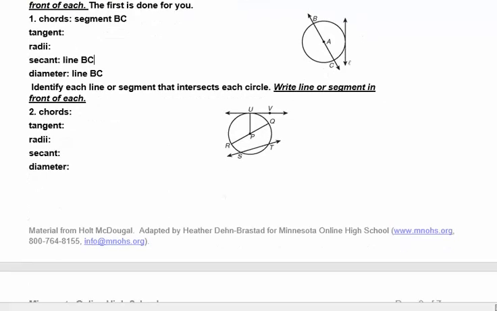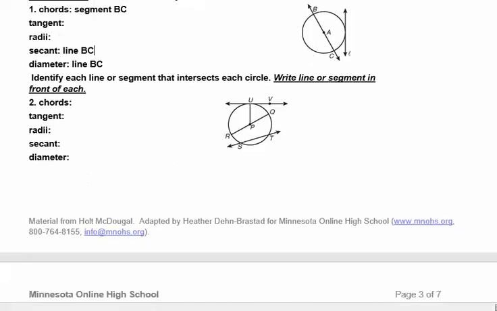In number 2, there's more than one chord. Let's see, there's 2 chords. There is 1 tangent. There's 3 radii. Secant. There's only 1 secant. And of course, there's only 1 diameter.